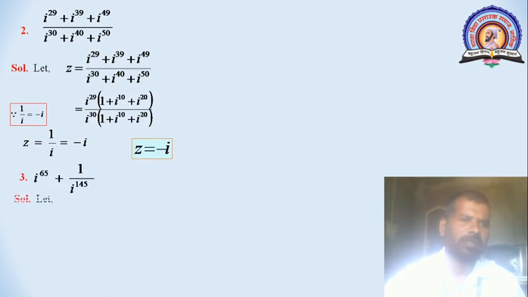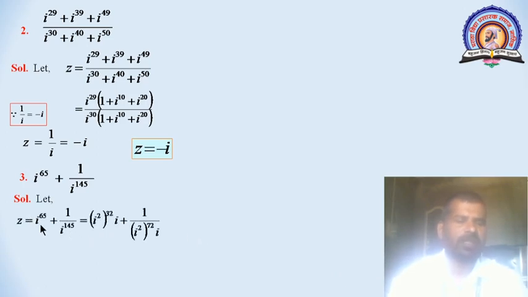Now the next example is i^65 plus 1 upon i^145. So z = i^65 + 1/i^145. This power of i can be split as i² raised to something, and i^145 can be split as (i²)^72 into i. We have i² = -1.